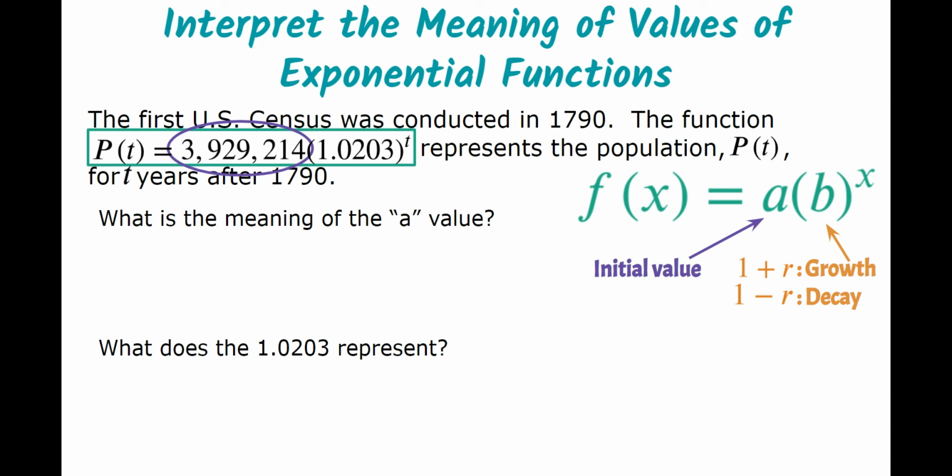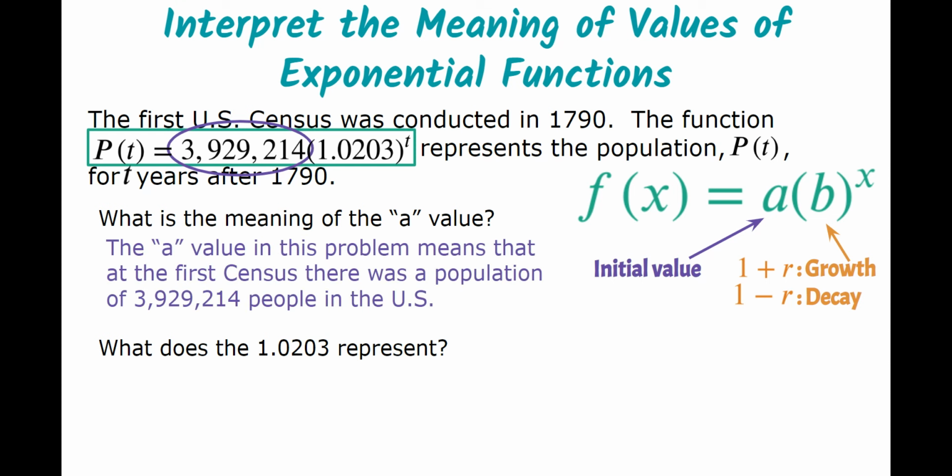Well, it says we're using the U.S. Census. And what the U.S. Census does is it counts the number of people who live in the United States. So we can say that this a value means that at the first census, there was a population of 3,929,214 people in the United States.